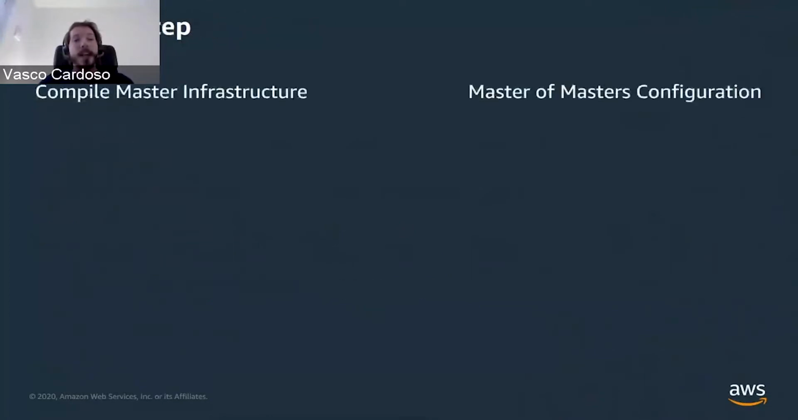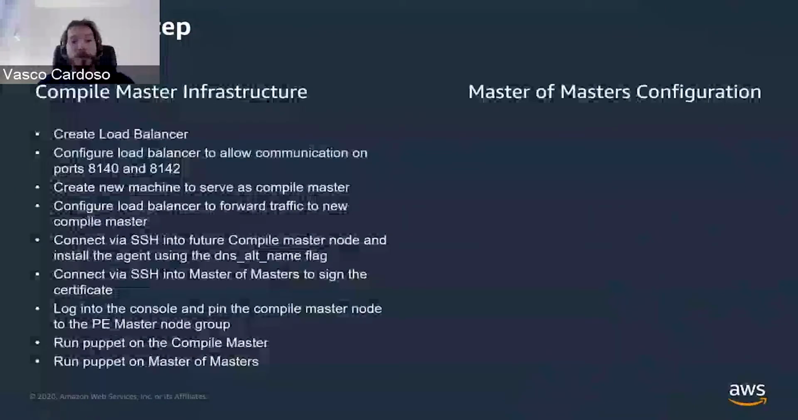So on the left side, we have setting up the compile master infrastructure. You need to create the load balancer, configure it to allow communication on the correct ports. You have to have a new machine to serve as the compile master. Then you need to configure the load balancer to forward traffic to this new node. Then you need to connect via SSH into the node that is going to be a compile master and install the agent, and specifically using the DNS altnames flag, because we're going to be using the load balancer.